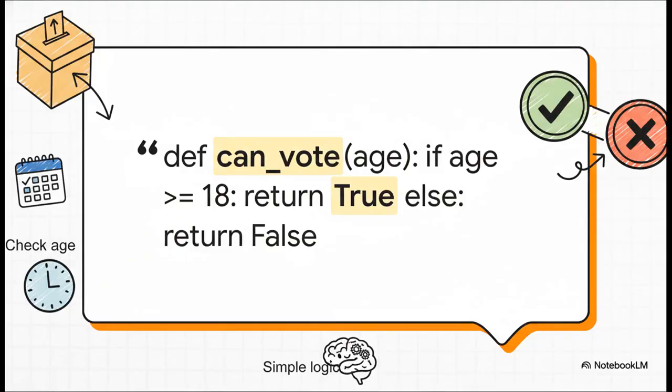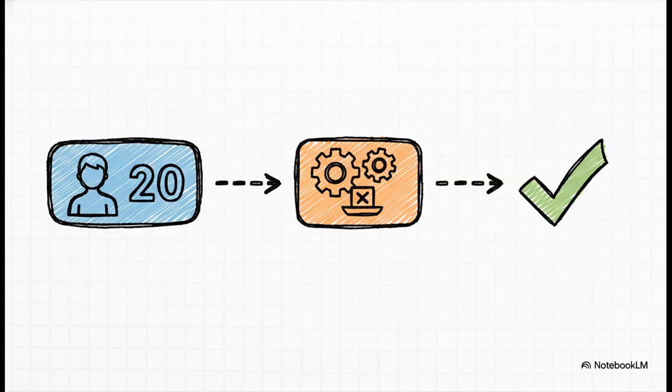We need to check if someone is old enough to vote. This can vote function takes just one piece of info, an age, and then uses some simple logic to figure out the answer. And look, it returns a crystal clear true or false. No confusion, no guesswork. So when we pop in the age 20, the function does its job and just hands us back true. It's such a clean, elegant, and totally reusable way to answer a specific question. We can use this little function all over our program without ever having to write that logic again.